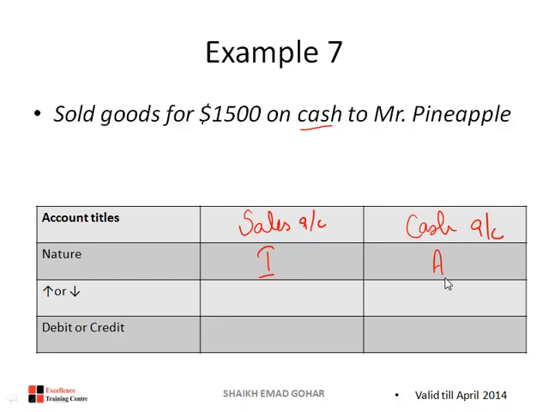So sales are increasing or decreasing? My happiness is increasing or decreasing? I am selling something, increased. And the customer is paying me in cash, so cash is coming in, increasing as well. So income increases, asset increases. See, one debit, one credit. Fine. Easy, difficult? Easy.